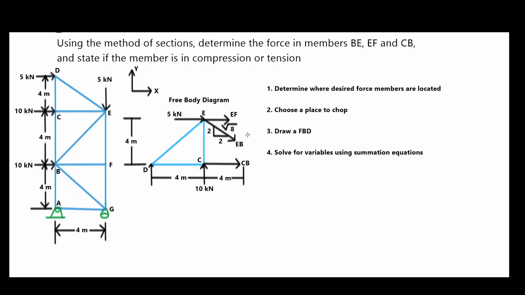So here's a method of sections problem. I prefer method of sections over method of joints because typically you can eliminate some of your unknown variables by making a cut through your structure. I broke it down in a 4-step process.